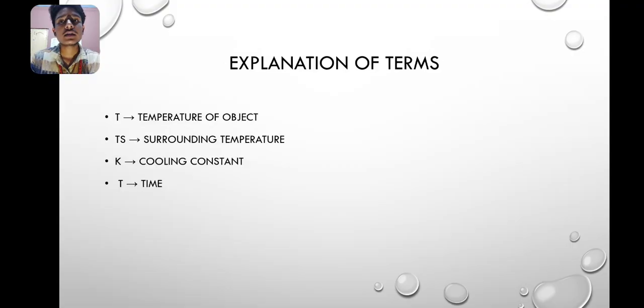Let us understand each term clearly. T represents the temperature of the object at any time. Ts represents the surrounding temperature, which is assumed constant. k is a constant that depends on the nature of the object and environment. t represents time. So this equation helps us calculate how temperature changes over time.